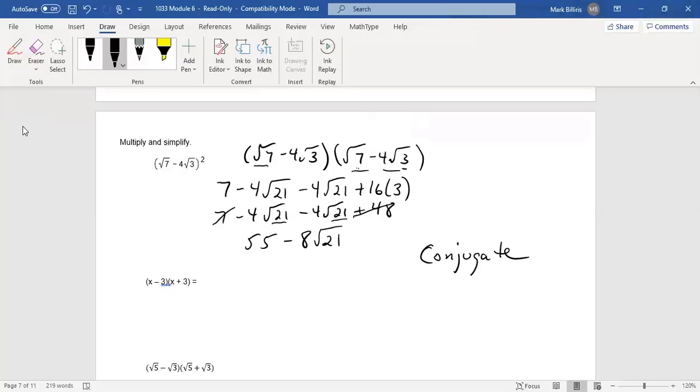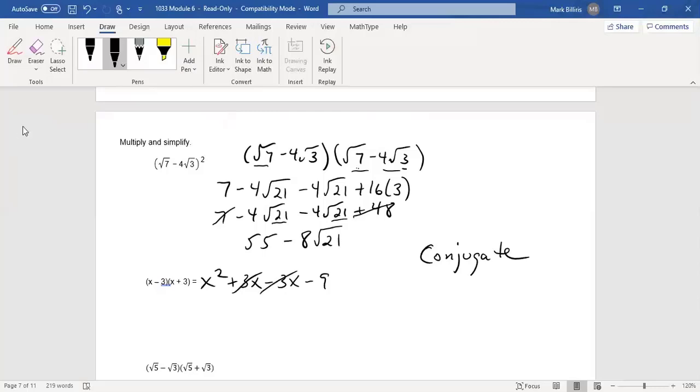Remember, I'm going to take x times both x and plus 3, and then negative 3 times both x and positive 3. So I multiply x times x, I get x squared. I multiply x times positive 3, and I get positive 3x. Next, I take the negative 3 times both terms. So negative 3 times x is negative 3x, and negative 3 times positive 3 is negative 9. What happens to our middle term? Notice one's positive 3, the other's negative 3.